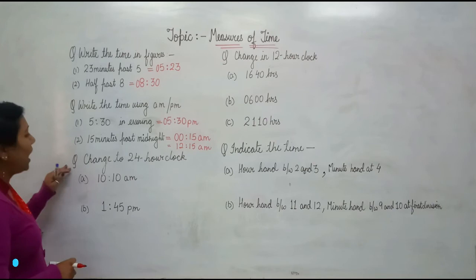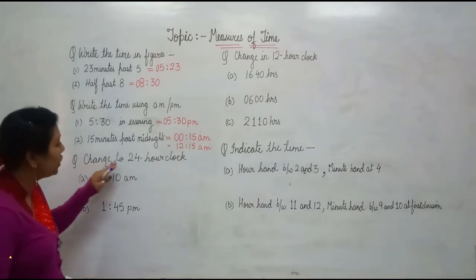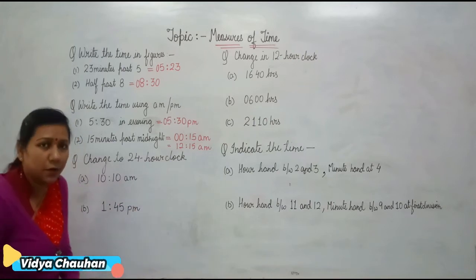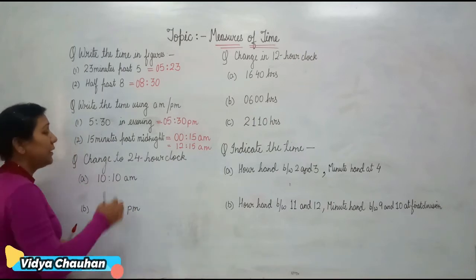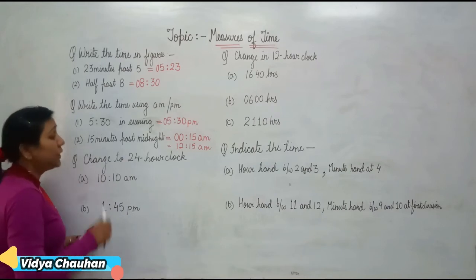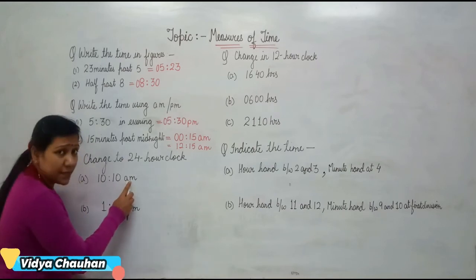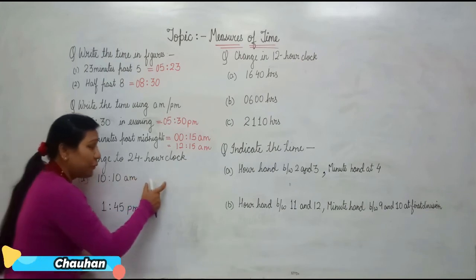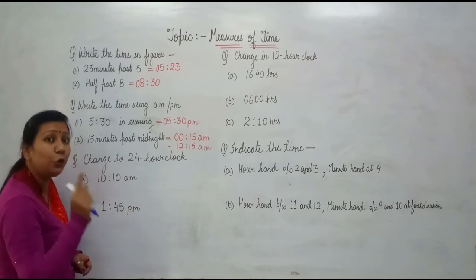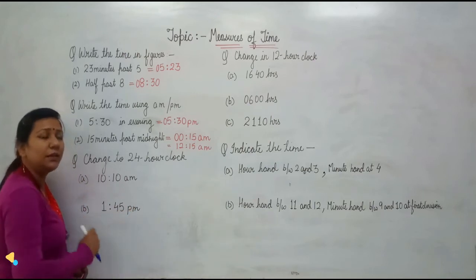Okay, students? After this, the third question, in which you have to change the 12-hour clock to 24-hour clock. So how do you write the time which is given in 12-hour clock in 24-hour clock? If it is AM, then you directly write the value in hours. If it is PM, then you have to add 1200 hours to the given time.